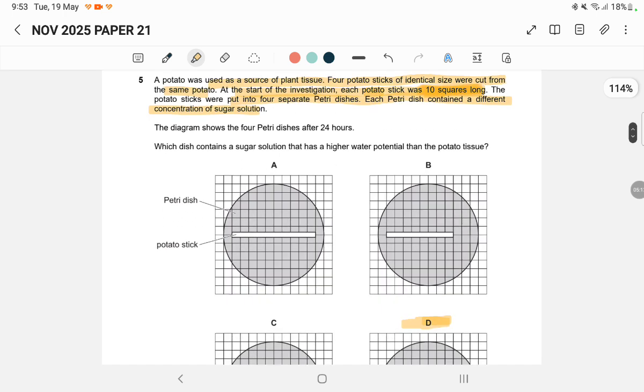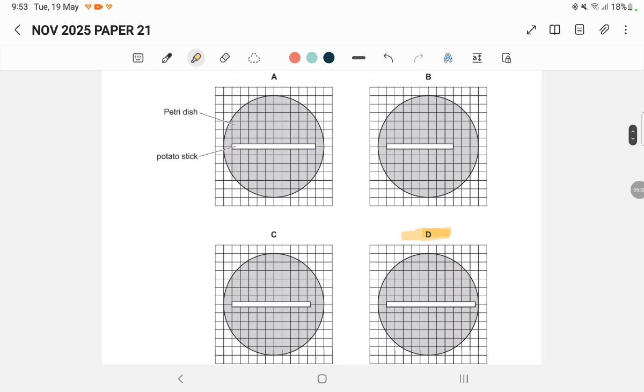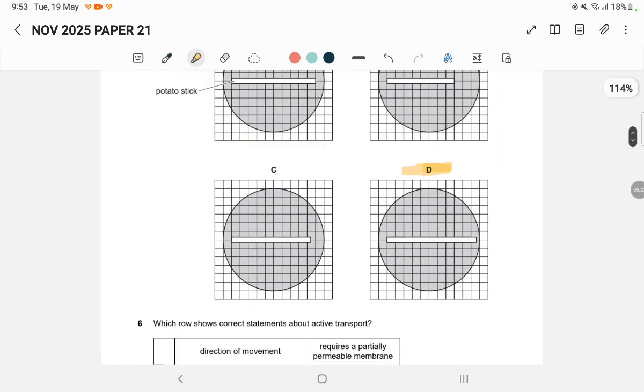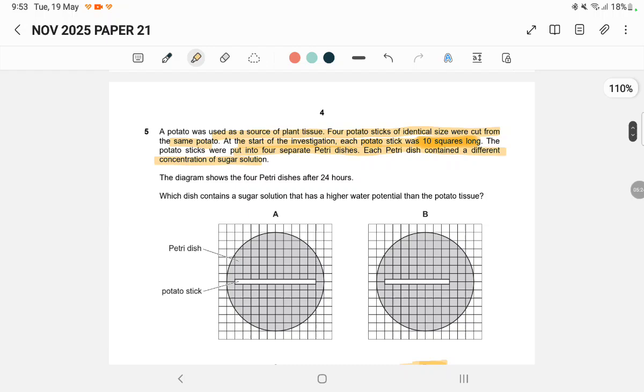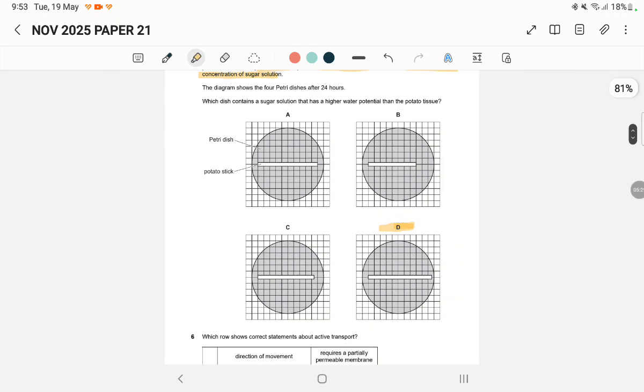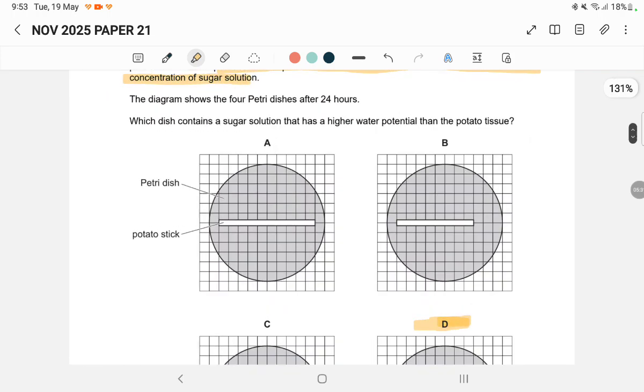So apparently, first of all, I need to keep in mind that the potato disc must be 10 squares long. I cannot deal with any question unless it is a 10 squares long potato. And then it's saying each petri dish contains a different concentration of sugar solution. Now you will ask me, does the question require you to know the concentration? Not at all. Let's see.